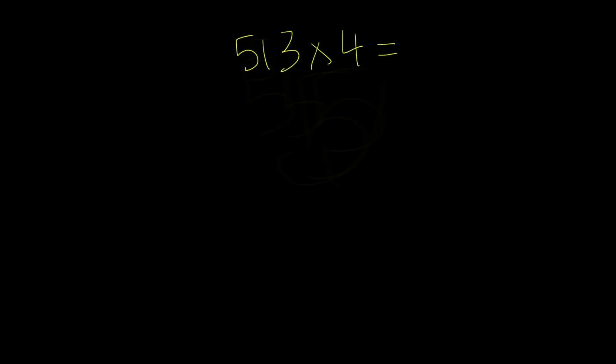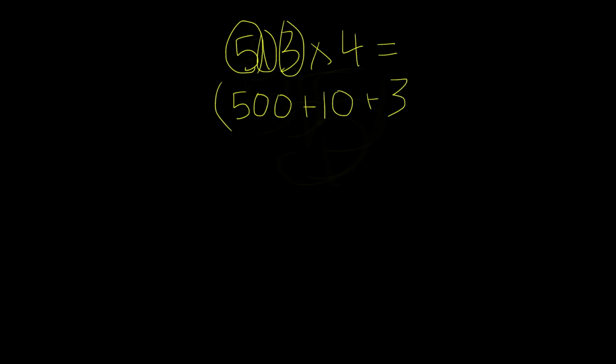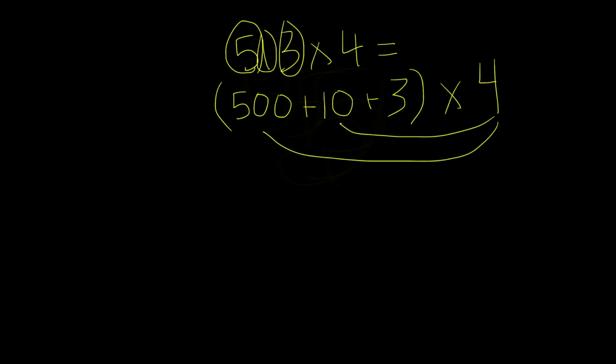All right, so I'm assuming you guys attempted to do this problem. Remember, our first step is to look at our first number here, 5, because there's 2 numbers after it. We replace those 2 numbers with zeros, so 500, plus we have a 1 here, which is 10, plus 3. This is in parentheses, and we multiply this with 4. And now we distribute the 4 to all 3 terms, because there's 3 terms in the parentheses.